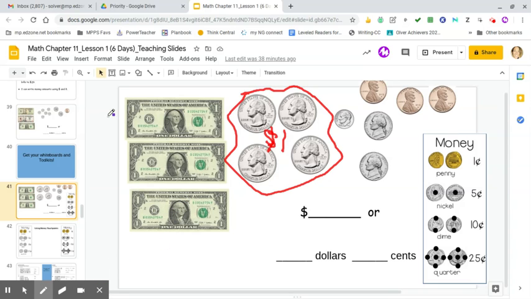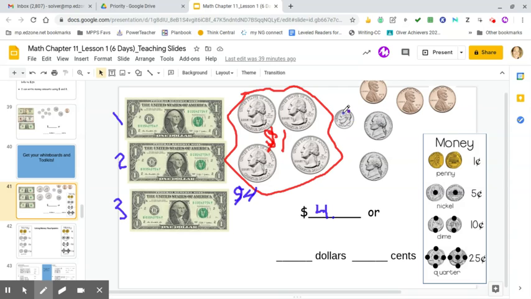All right, so we're going to count these like this. This is $1. Add 1, $2. Add another dollar, $3. Add this, you're going to get $4. So now we put $4 in. Now we put a decimal point. Now we're ready to count the coins.